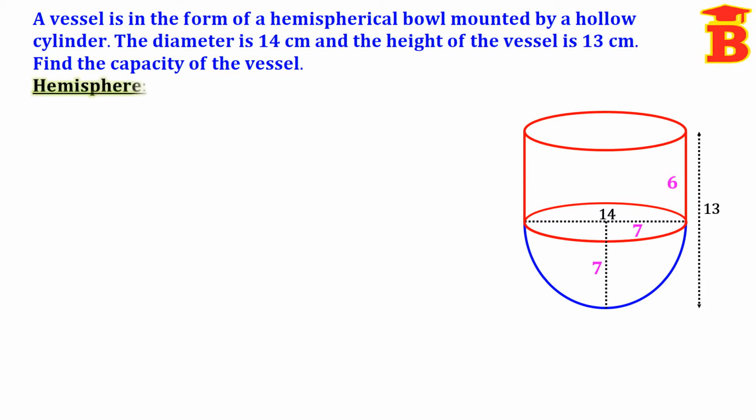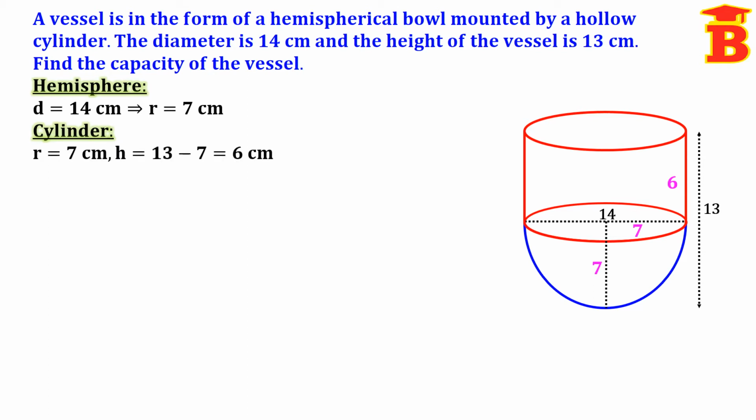Now let us write the given information. First, hemisphere. Hemisphere diameter is 14 cm, so that implies radius equals half of this, that is 7 cm. Next, let us write the information about the cylinder. For this cylinder, the radius is 7, so the radius is common for both cylinder and hemisphere. So here the radius is equal to 7 cm, and the height of the cylinder is 13 minus 7, that is equal to 6 cm.